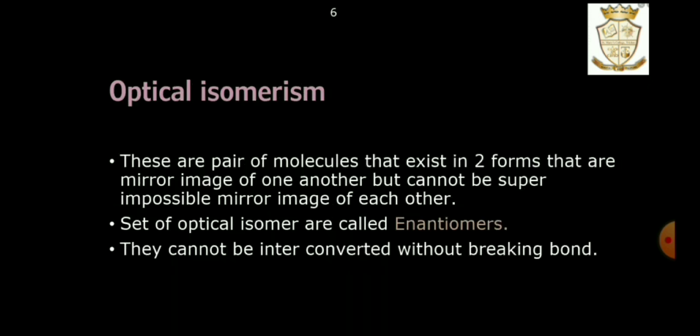Optical isomerism: these are a pair of molecules that exist in two forms that are mirror images of one another but are not superimposable. A set of optical isomers are called enantiomers. They cannot be interconverted without breaking a bond.